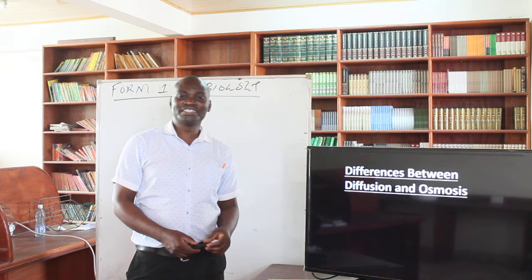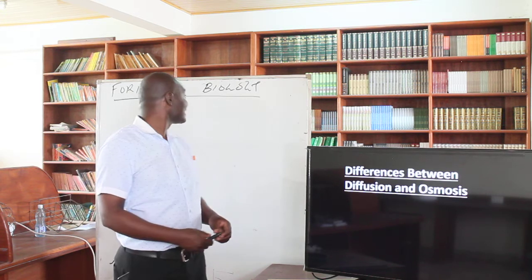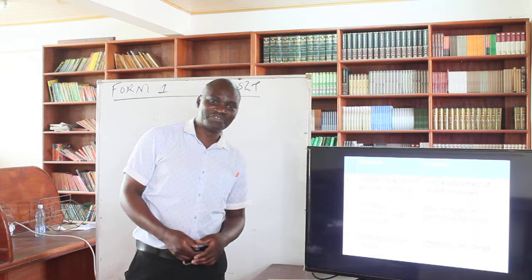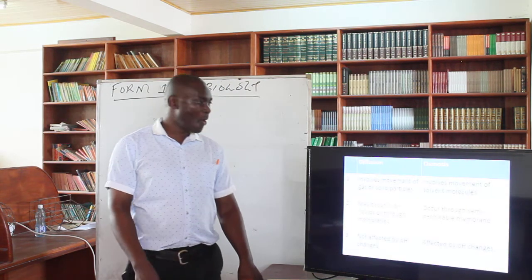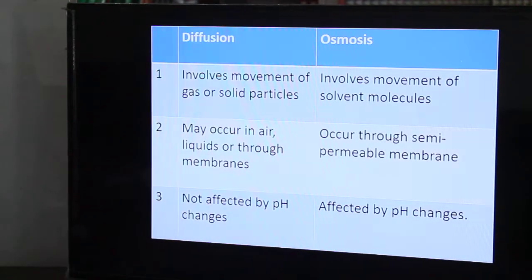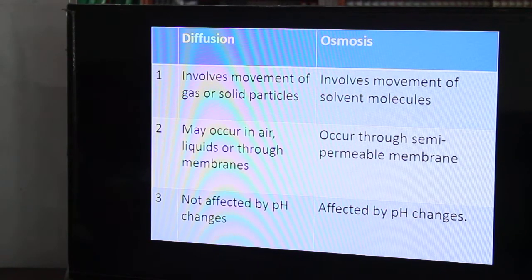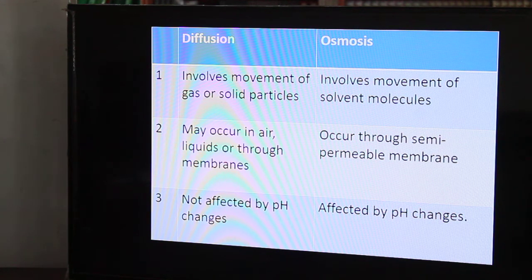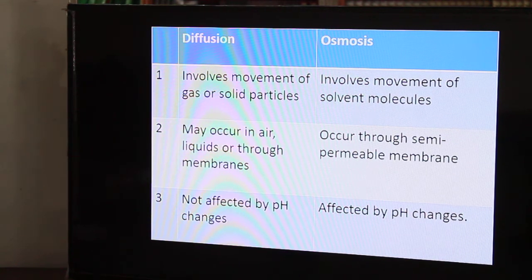Now, what are the differences between these two processes, that is, osmosis and diffusion? We are going to concentrate on this table and see the differences. The first difference between the two processes is that diffusion involves the movement of gas or solid particles. So when you open a perfume, the perfume molecules will fill the room. The smell is the molecules of that perfume that are moving.